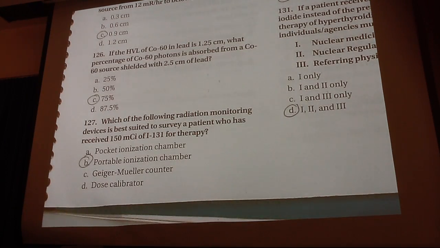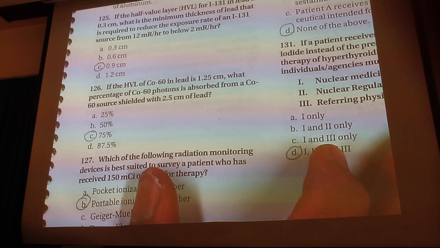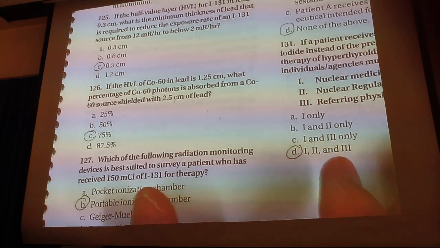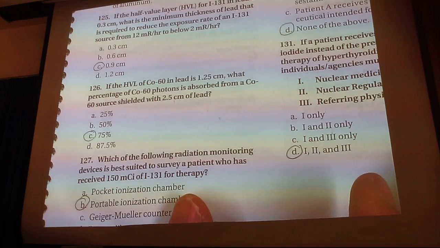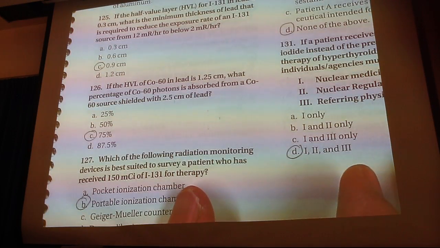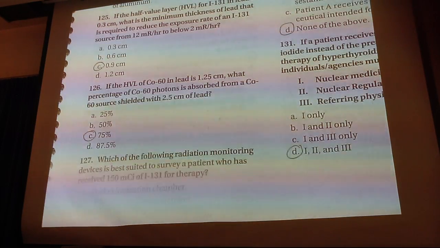The problem before, we were supposed to divide by 12 instead of dividing by 2. Wait a minute. We reduce it from 12 MR to below 2 MR. When we set up the Beer-Lambert formula, we divided by 2, but we were supposed to bring the 12 across to the other side and divide the 2 by the 12.